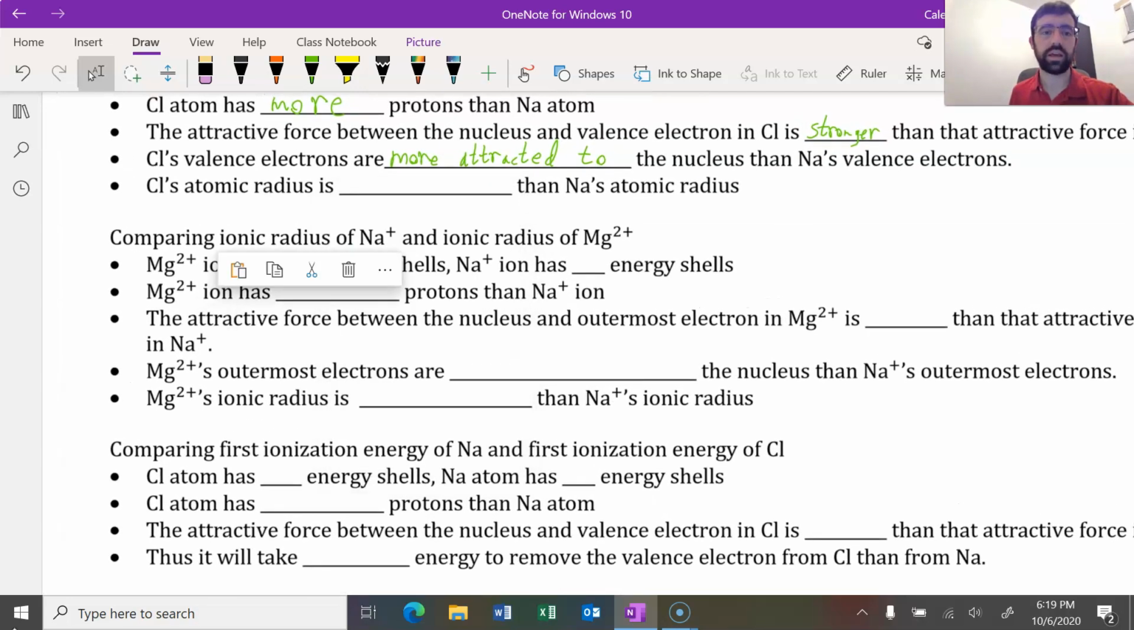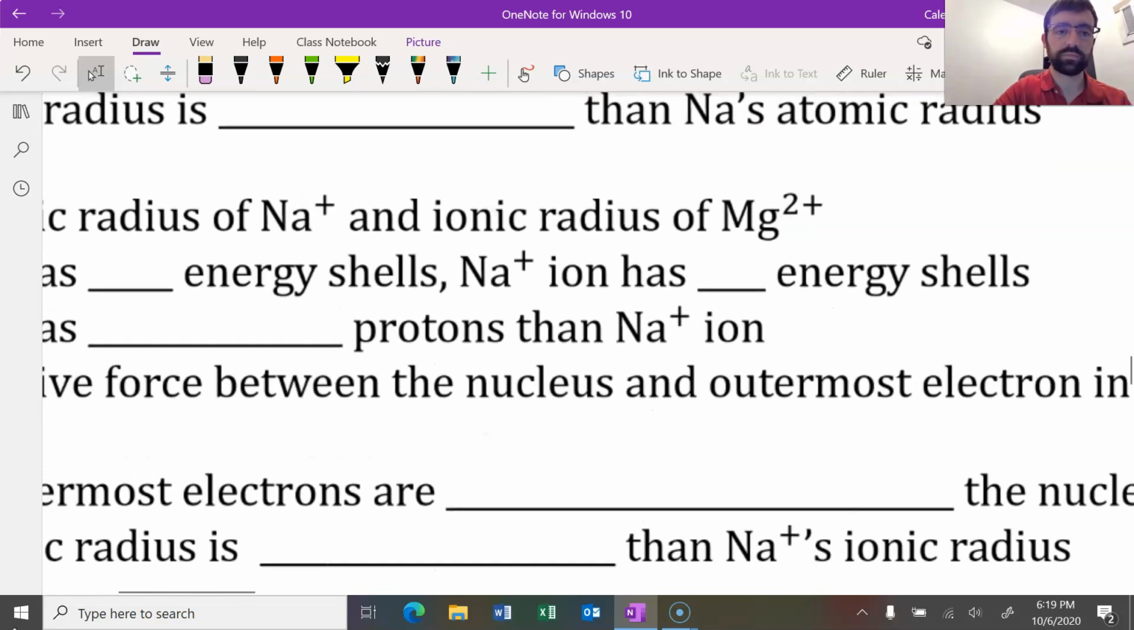is, I don't know why it's not letting me zoom. I'm sorry, guys. There we go.